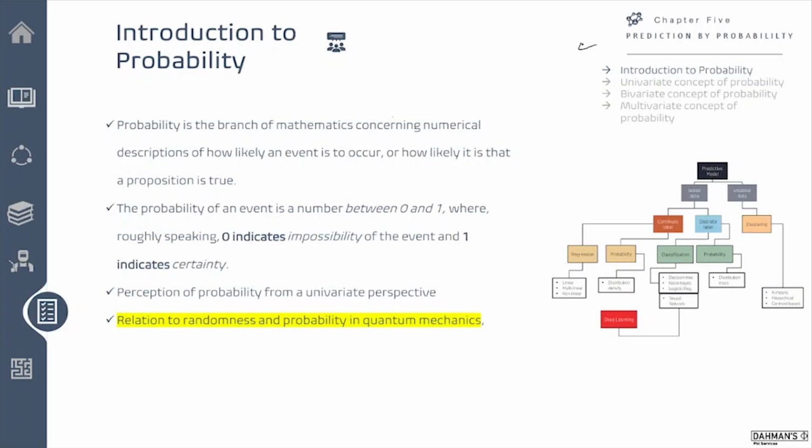Now, we are ready to start the details on the technicality of using probability as a tool for prediction. That's exactly what we're going to do next. I will see you then.